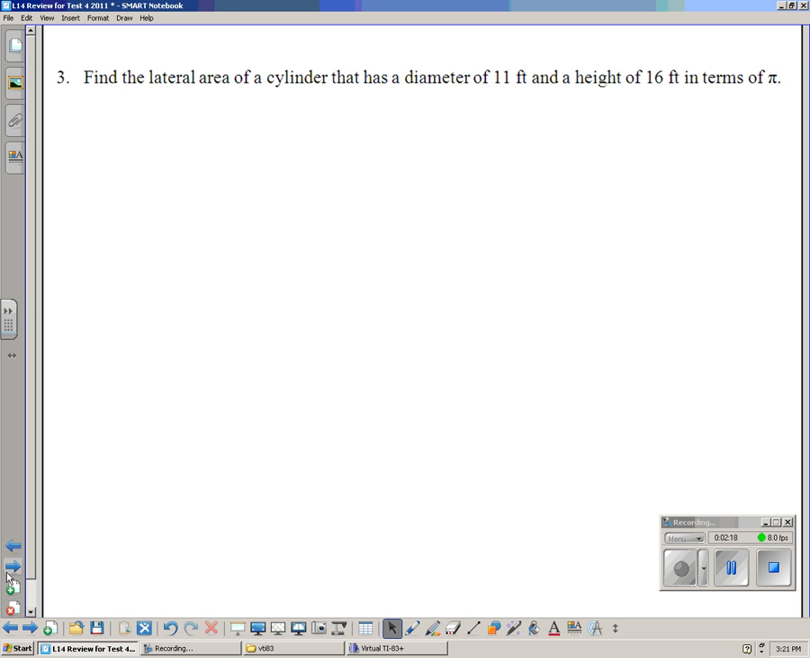Number 3, find the lateral area of a cylinder that has a diameter of 11 and a height of 16 in terms of pi. So the lateral area of a cylinder formula comes from your formula sheet. It's L equals 2 pi r h. That comes right off the formula sheet. You just have to read for lateral area and the word cylinder.